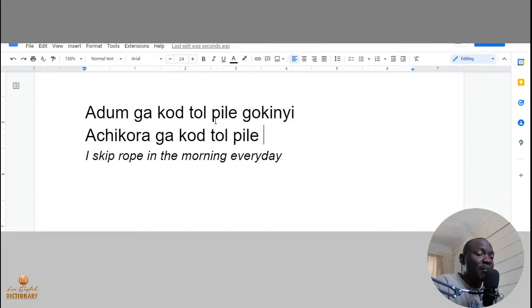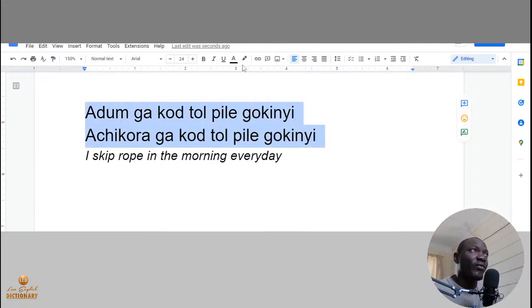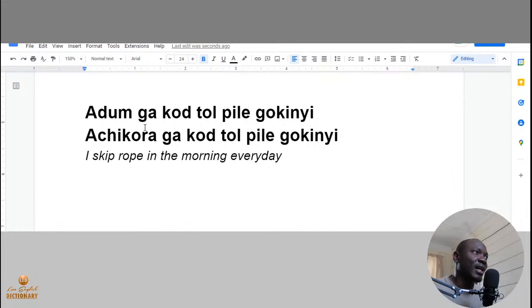Now let me put these two here because for me there are two parts of the Luo. There are those who say adumga kod tol. There are those who say achikoraga kod tol. Because there are some who say chikora means to skip, but there are some who say dum means to jump. That's why I put both of them, because I know it is a debate that we may not finish, okay? So, achikora adumga kod tol pile gokinyi. I skip rope in the morning every day. Or achikoraga kod tol pile gokinyi. Depends on which side you lean on. They will both be right.